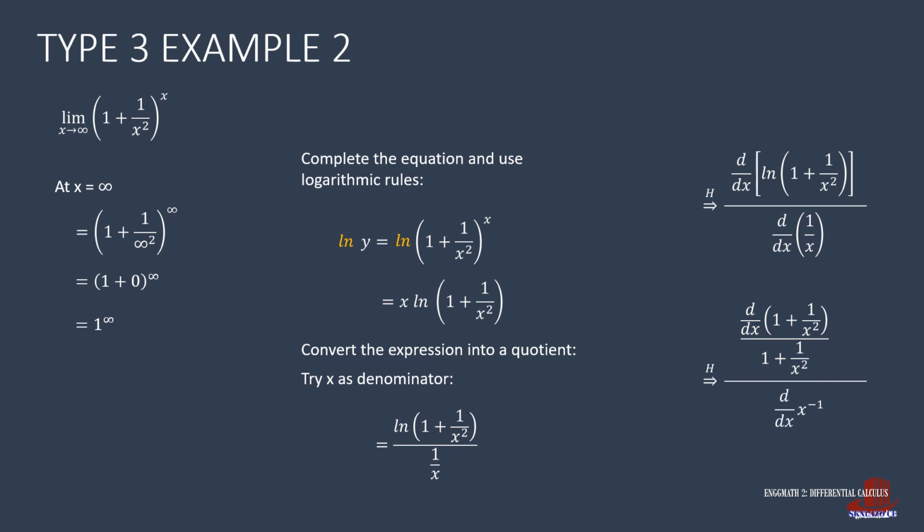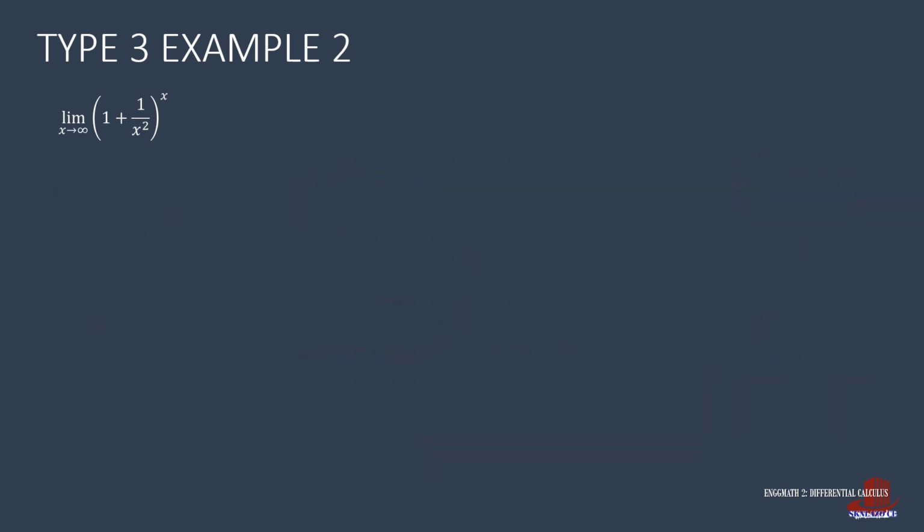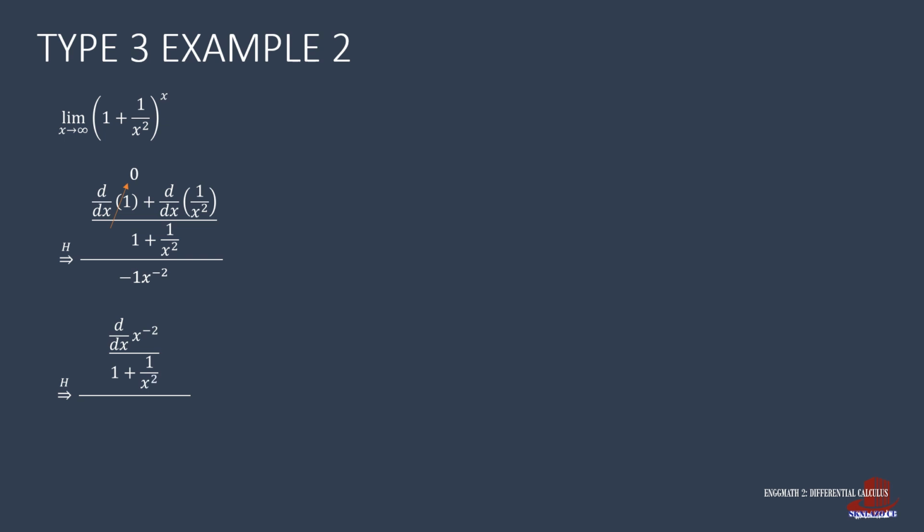And this ratio is divided by the derivative of x raised to negative 1. The derivative in the numerator can be distributed among 1 and 1 all over x squared. The denominator also becomes negative 1 times x raised to negative 2. Moving further, the derivative of a constant is 0, reducing the function into the derivative of x raised to negative 2 upon 1 plus 1 over x squared, and this is divided by negative 1 over x squared.